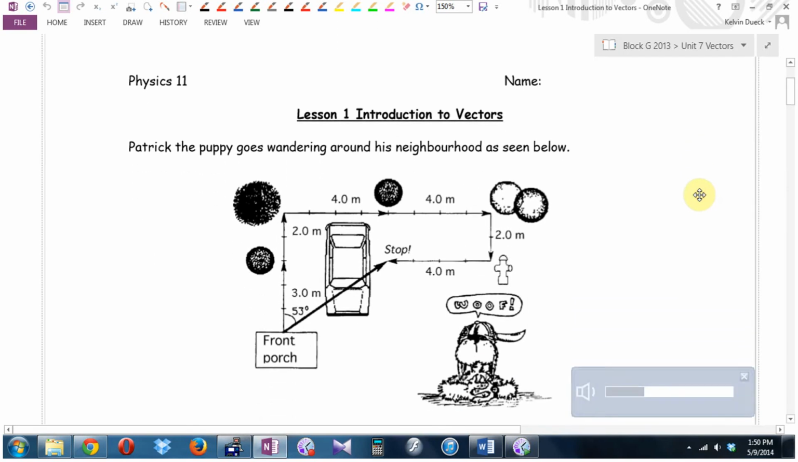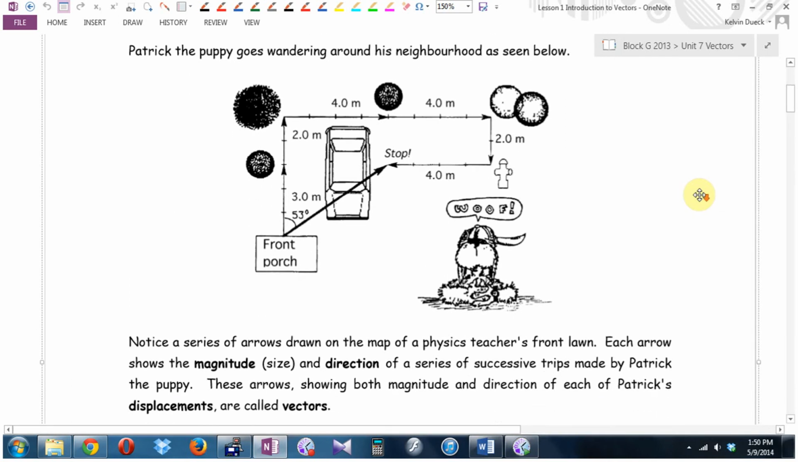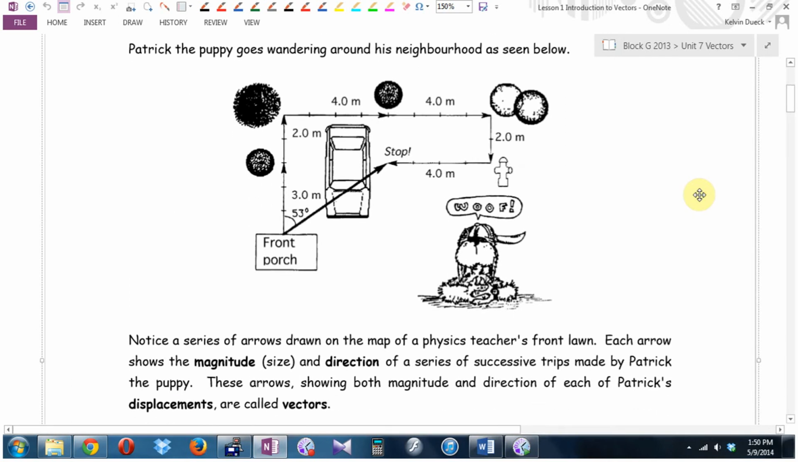Lesson 1, introduction to vectors. Patrick the puppy goes wandering around his neighborhood, as seen below. Notice a series of arrows drawn on the map of a physics teacher's front lawn. Each arrow shows the magnitude, the size, and the direction of a series of successive trips made by Patrick the puppy. These arrows, showing both magnitude and direction, are called vectors because they show displacements.